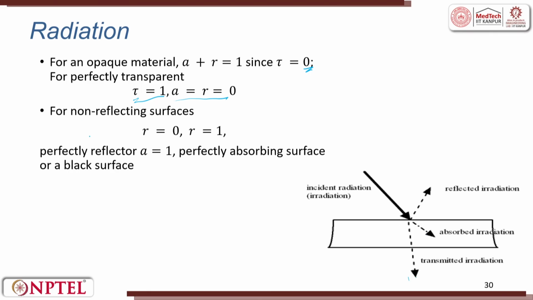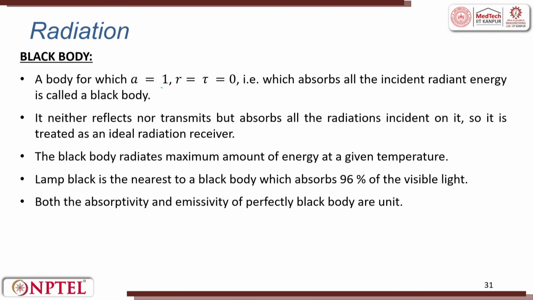For a non-reflecting surface, suppose the surface is rough or there is an oil film on top of it, then the reflection is 0. For a perfect reflector, R is equal to 1. For a perfect absorber, A is equal to 1, and that is a black body. So a black body has A equal to 1, R equal to tau equal to 0. It neither reflects nor transmits, but absorbs all the radiation incident on it. So it is treated as an ideal radiation receiver.